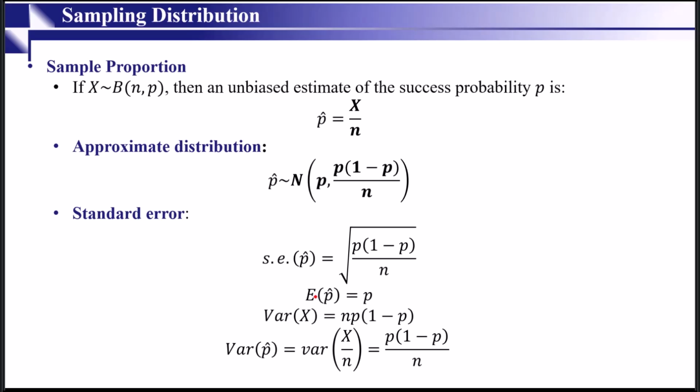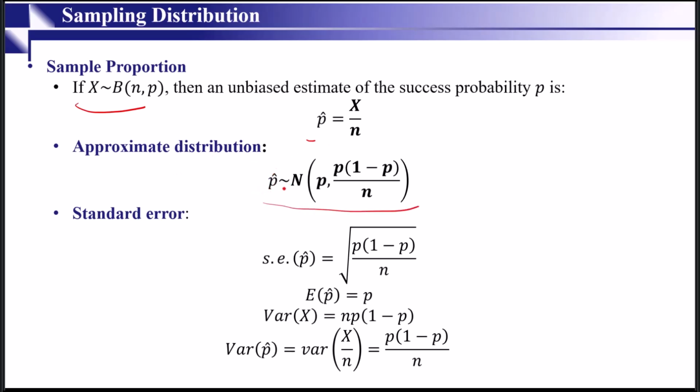For the sample proportion, if we have a number of successes in n trials, the sample proportion is an unbiased estimate of success probability. Now, we want to study more about the probability distribution or sampling distribution of the sample proportion, like we had for the sample mean X bar and the sample variance. If you have a random variable X that follows binomial distribution of n and p, then the unbiased estimate of success probability p is p hat equals X by n. This is known as the sample proportion because it represents the proportion of successes observed in a sample of n trials. This has an approximate distribution as you can see here.